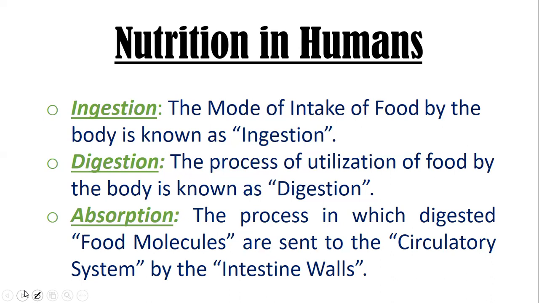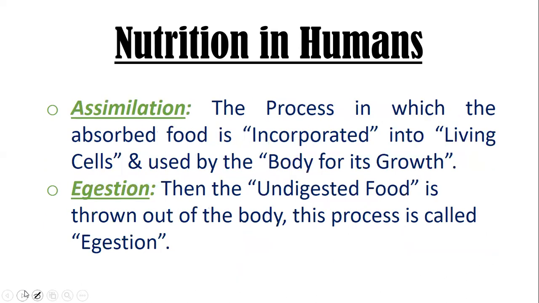Then absorption, the process in which digested food molecules are sent to the circulatory system by the intestine walls. The intestine walls have small finger-like structures, villi, which help in increasing the surface area. Then comes assimilation, the process in which the absorbed food is incorporated into living cells and used by the body for its growth. Then the undigested food is thrown out of the body through the anus, and this process is called egestion.